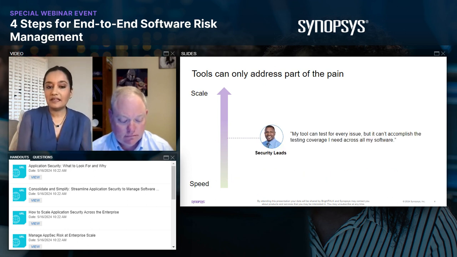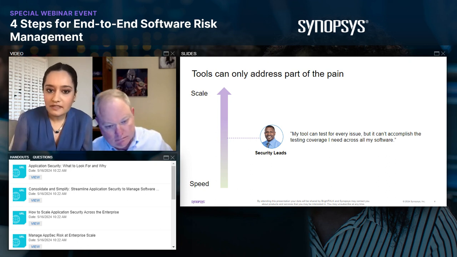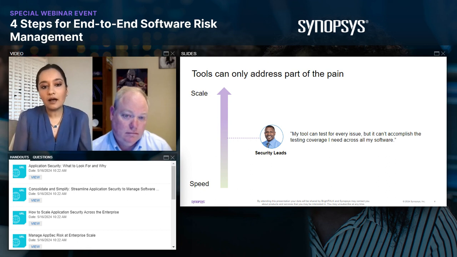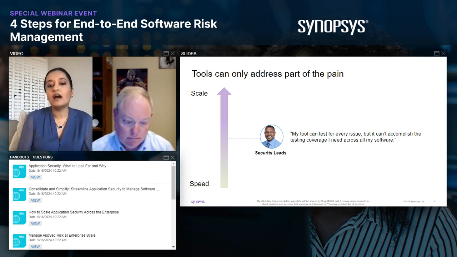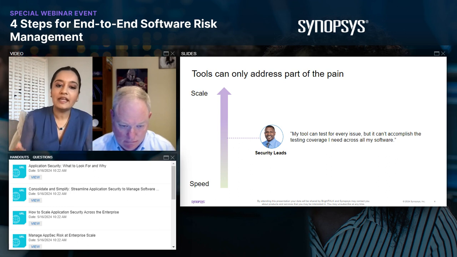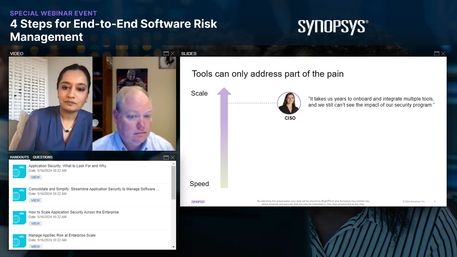For the security lead, the issue is often that while their tools can very effectively test for a lot of different kinds of issues and comprehensively see what kinds of issues are uncovered, they cannot accomplish a certain level of testing coverage. And so there's a desire to actually achieve that level of coverage over simply having a tool be able to show you every kind of issue nested within that individual tool.